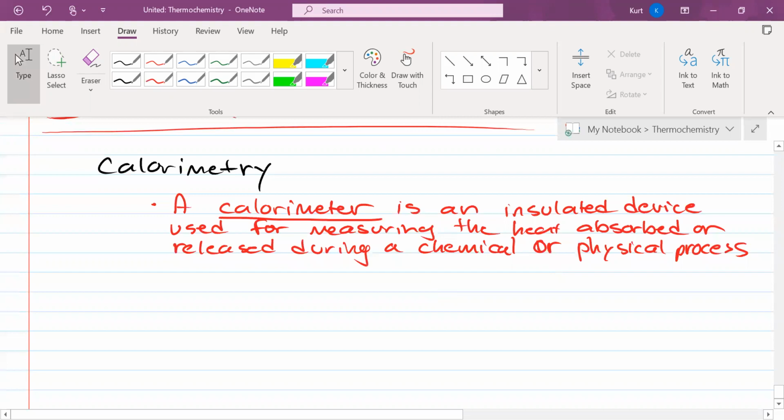Now, I want to make sure you understand the difference between absorbing heat and releasing heat and what that would feel like. So I want to talk about heat absorption. Let's go back to this. Heat absorption. This is going to be very important. If you can understand this and grasp this, the rest of the unit should be made a whole lot easier.